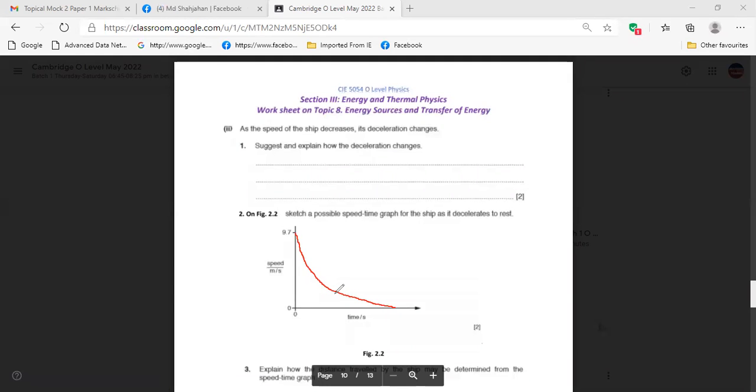Then deceleration decreases, which means it is becoming flat. Then it decelerates to rest, which means the speed will become 0 at the end. Finally, the deceleration goes in a way that the speed will be 0, right? At rest means the ship is stopped, right? And if it is stopped, that means the speed is 0. So finally it reaches speed 0. Is the graph clear now?